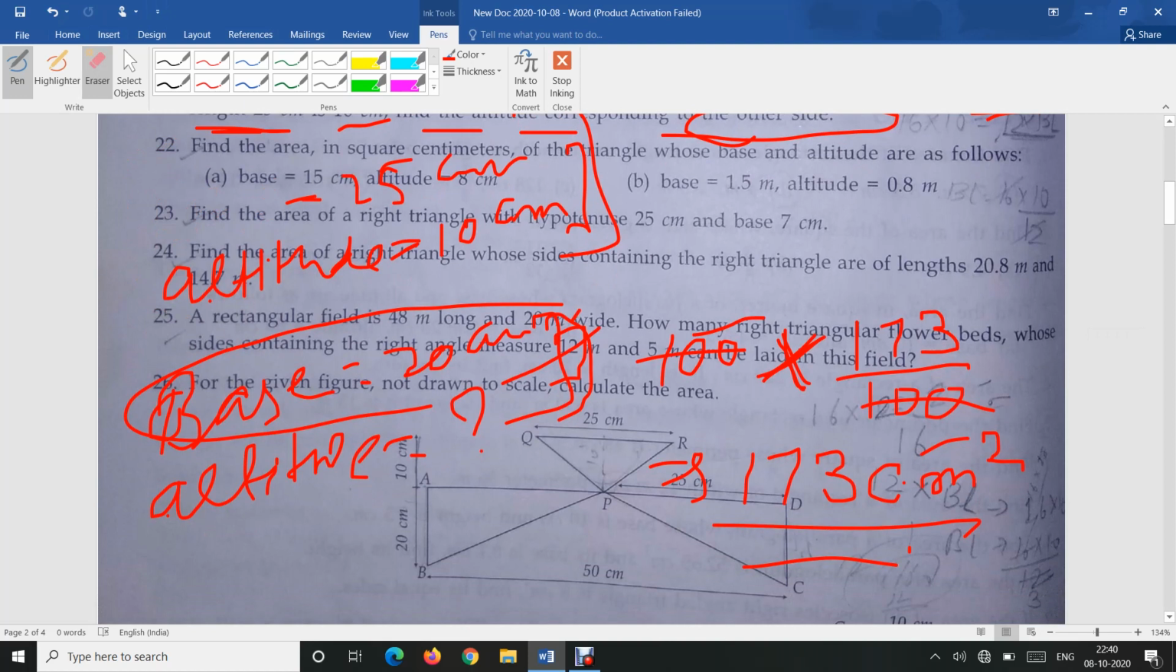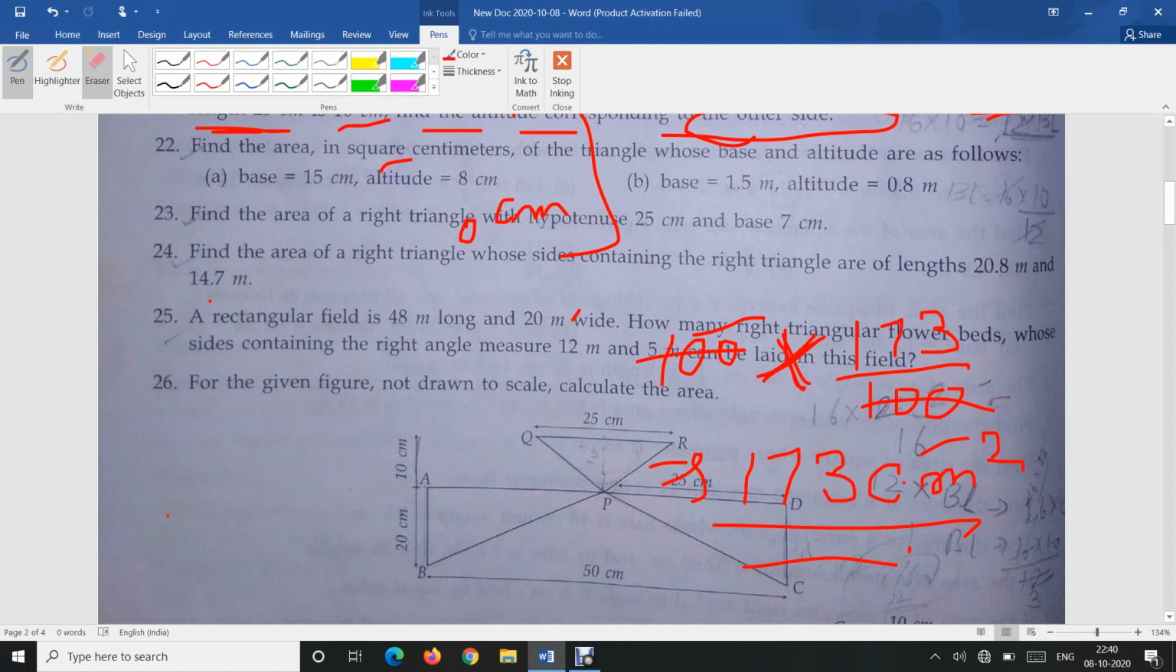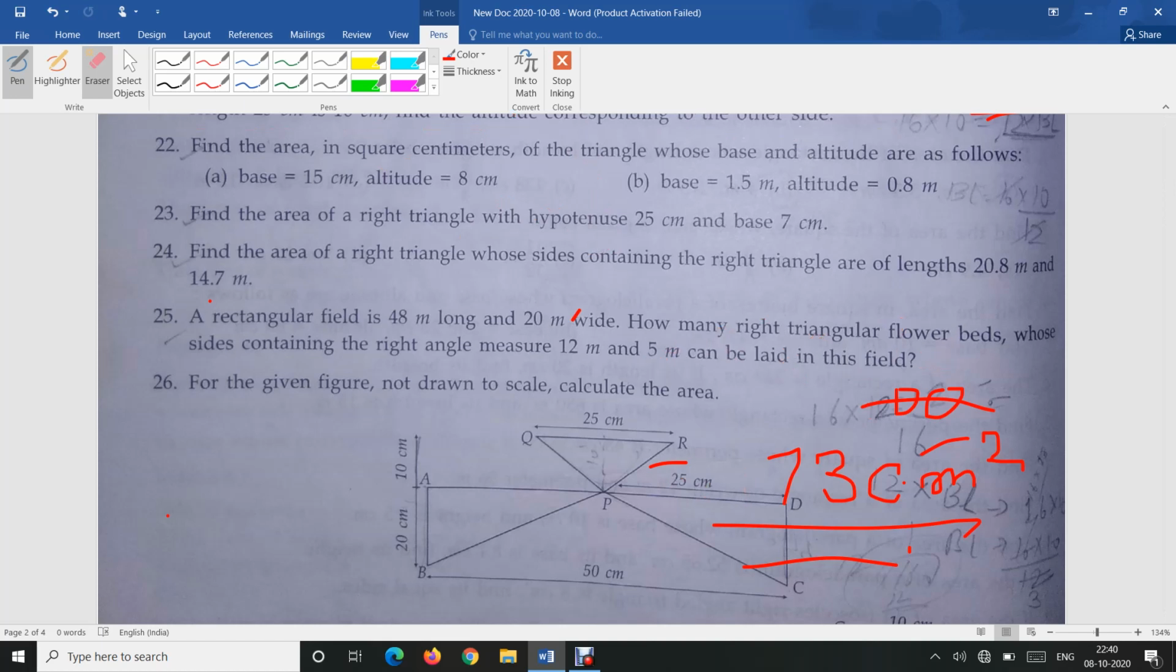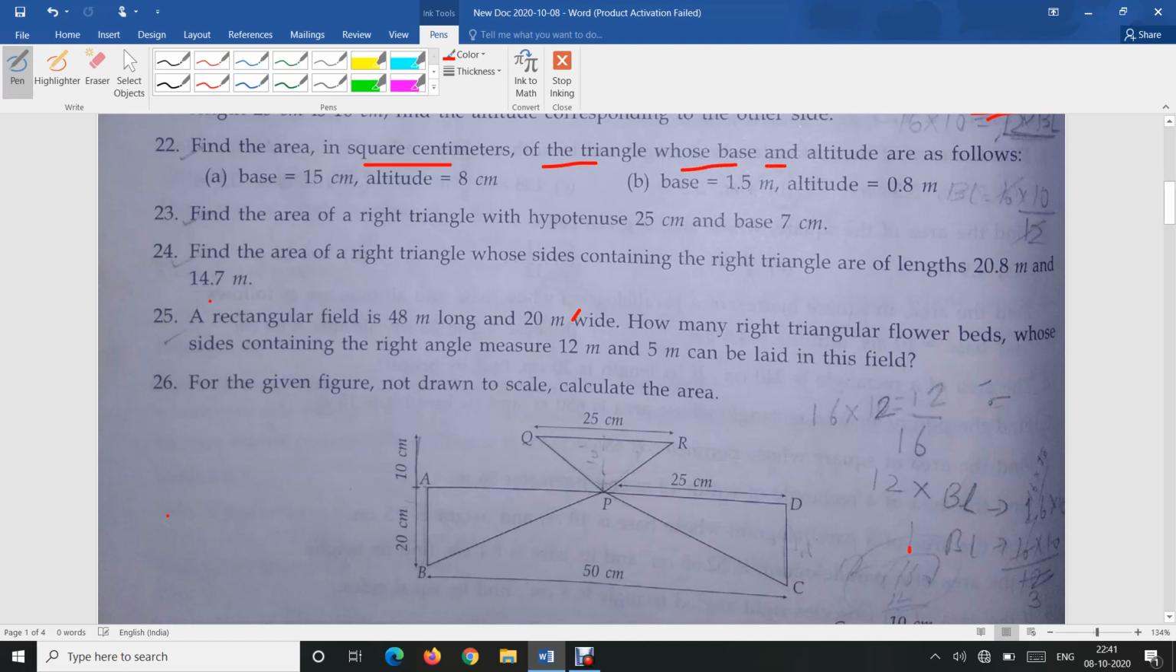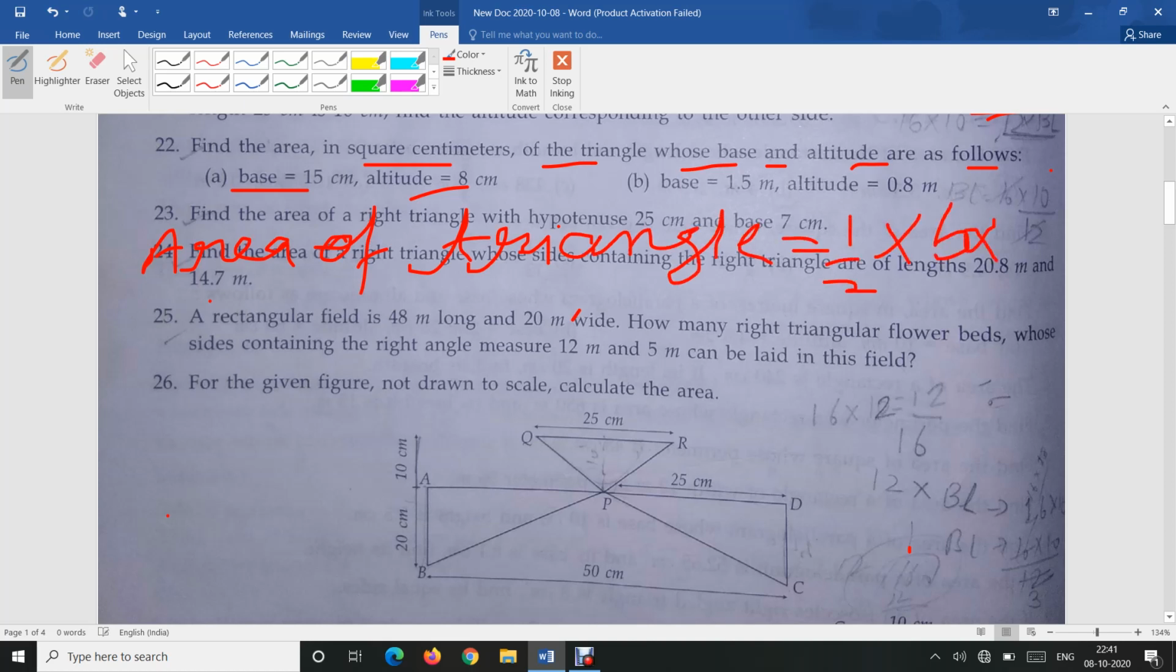First of all, let me erase this so that you can read the question carefully. Question number 22 is saying: find the area in square centimeters. Obviously if you are finding the area, then the unit will be square centimeter, of the triangle whose base and altitude are as follows. Here base and altitude are given, and you know the area of a triangle is half multiplied by base multiplied by height.